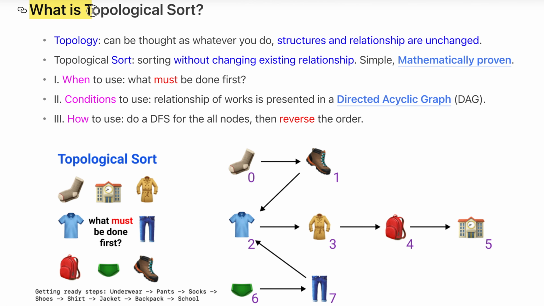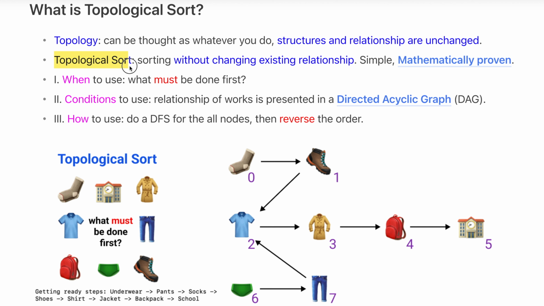First, what is topological sort? Topology, you're given a structure, shape, or relationship. And whatever you do to that relationship or shape, the structures and relationships are not changed. Topological sort is sorting without changing existing relationship. That means if you are given a relationship in the form of a graph, if you do a topological sort on this graph, the relationship doesn't change.